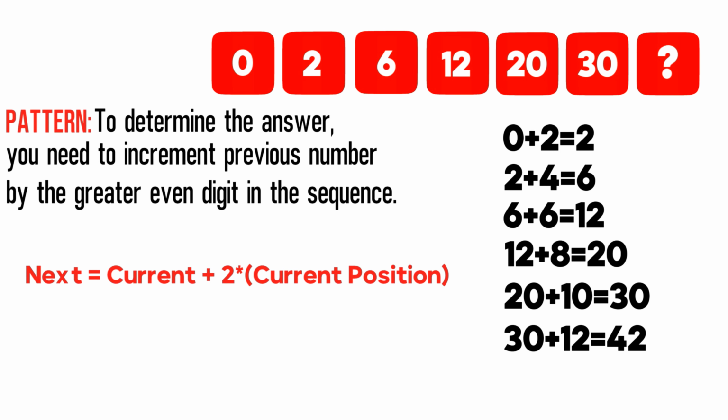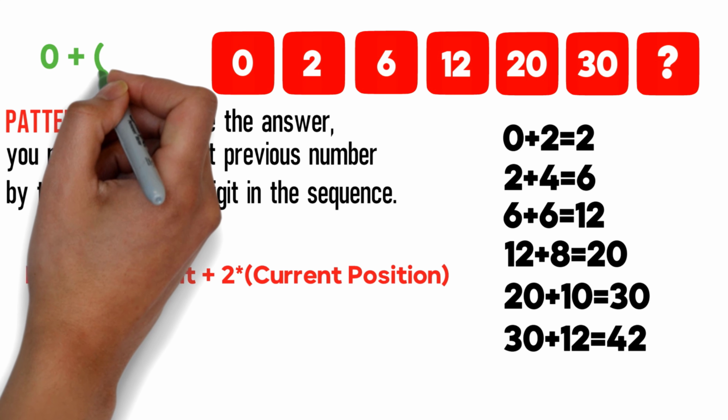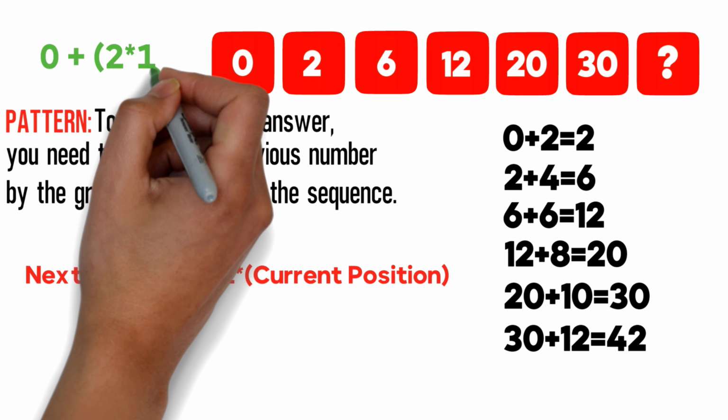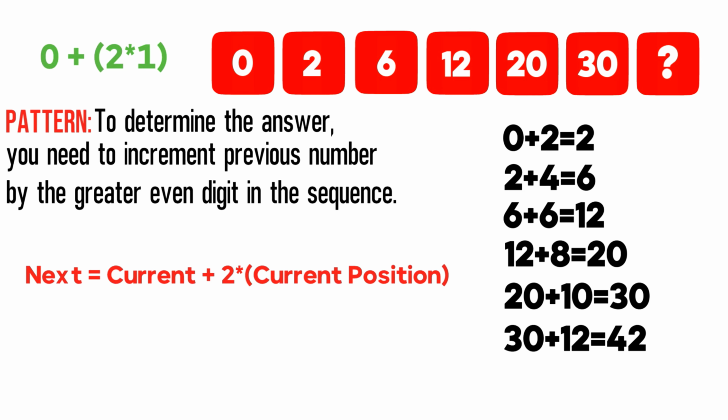For example, let's take the number 0. This is the first number in the sequence. To determine the next number in the sequence, we need to add the previous number, which is 0, and then 2 multiplied by 1, because number 0 has the first position in the sequence.